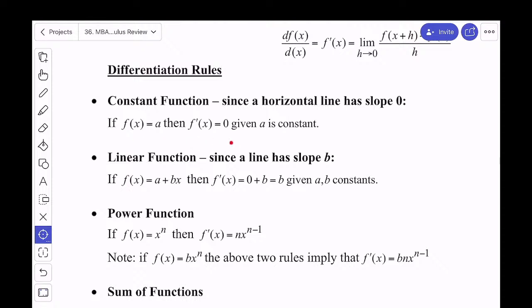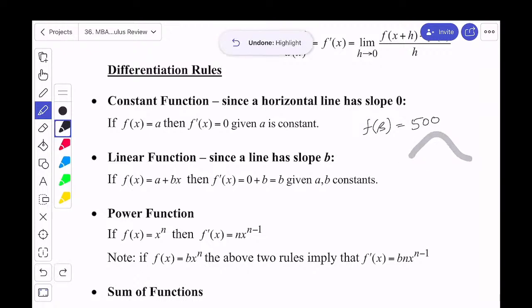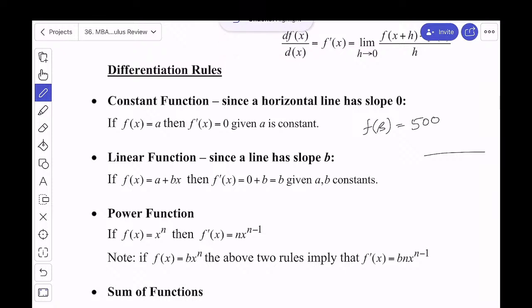When you have a constant function, for example, like we had f of b equals 500. Well, that's just like f of x equals a. There's no variable here, it's just a number. So then the derivative of that, that's the notation, is just 0. Okay, because it's a flat line and there is no slope. So the slope is 0, sorry. There's a slope of 0.